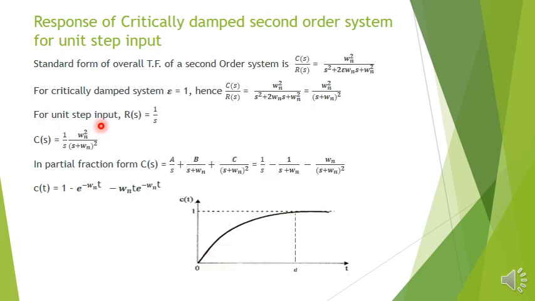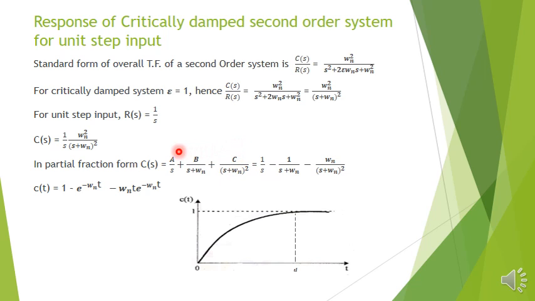Now for step input, R of s equal to 1 by s. So C of s, the response in s domain, equals 1 by s into omega n square by s plus omega n whole square. So if I write it in partial fraction form, there are three terms, because this is a squared term. So it is A by s plus B by s plus omega n plus C by s plus omega n whole square.